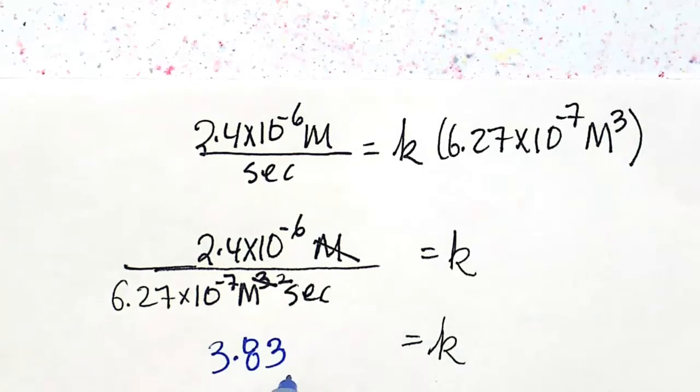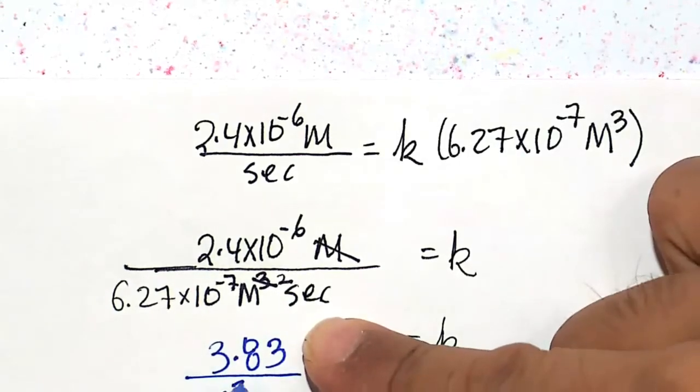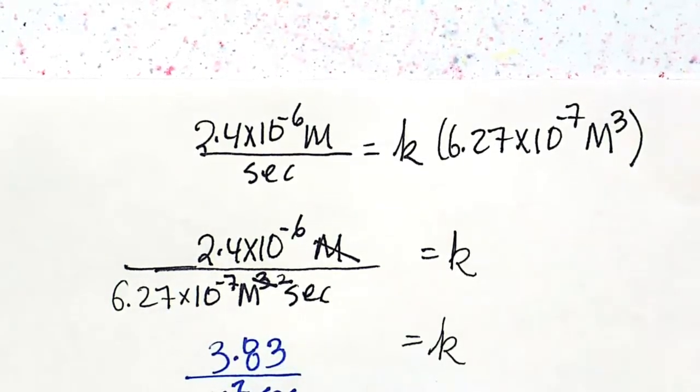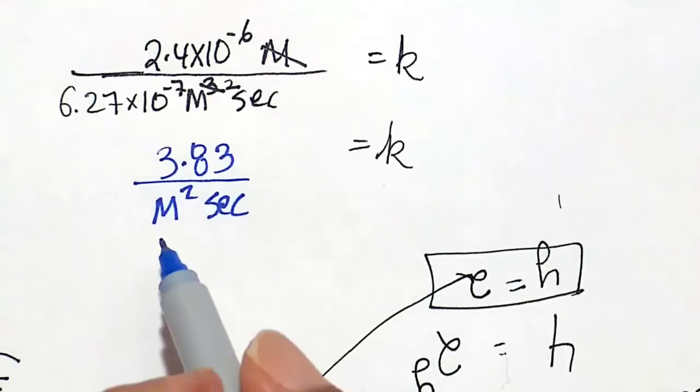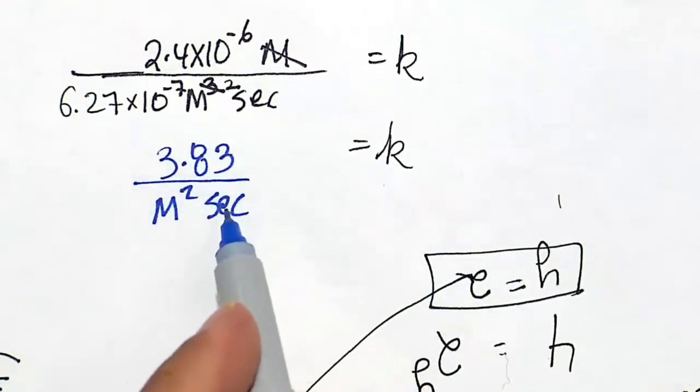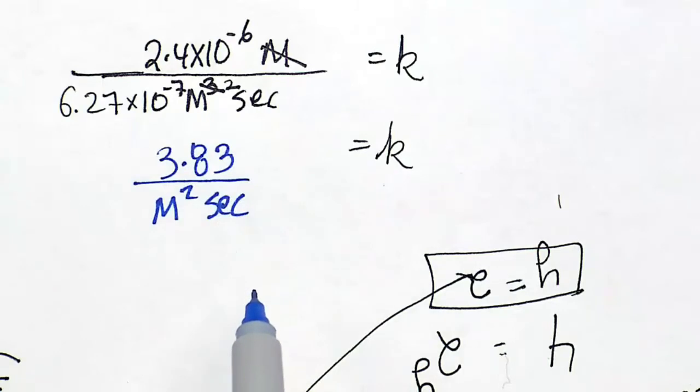3.83, and in the denominator it's going to be M squared. In the denominator it's going to be seconds. So that is our value of k.